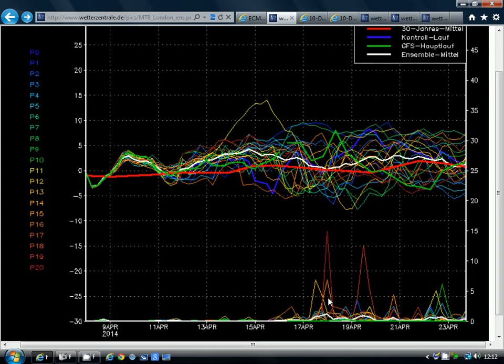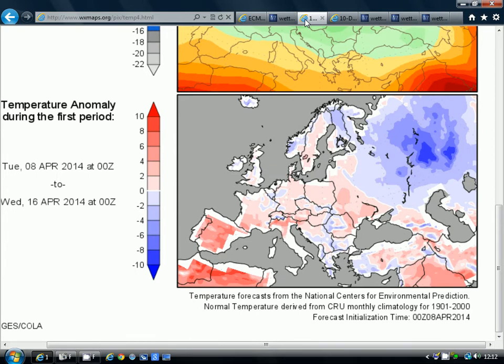A lot of dry weather here and hardly any precipitation spikes till we get through to around the 16th, 17th, and then we do get some spikes coming back, but even then, not really coming back with conviction. So if the GFS is right, we're looking at quite a prolonged dry spell.